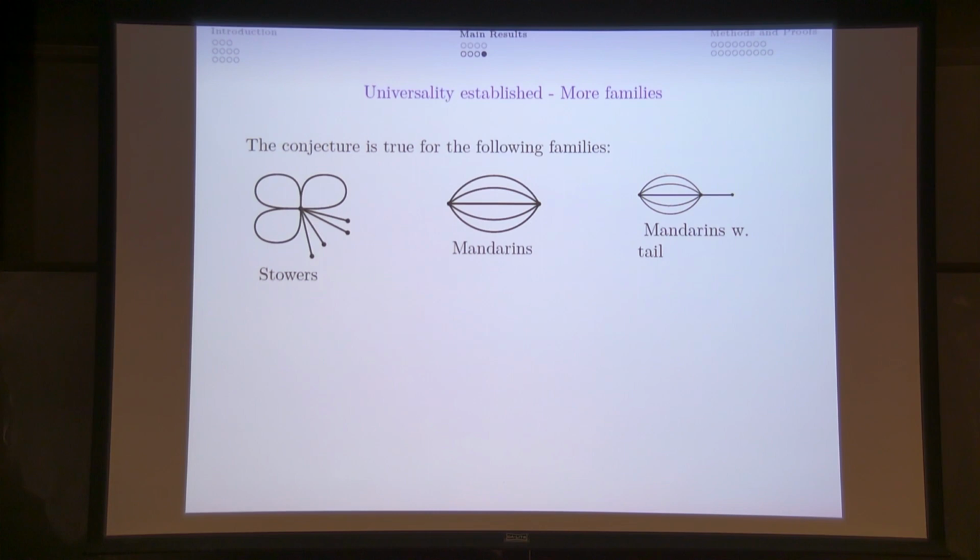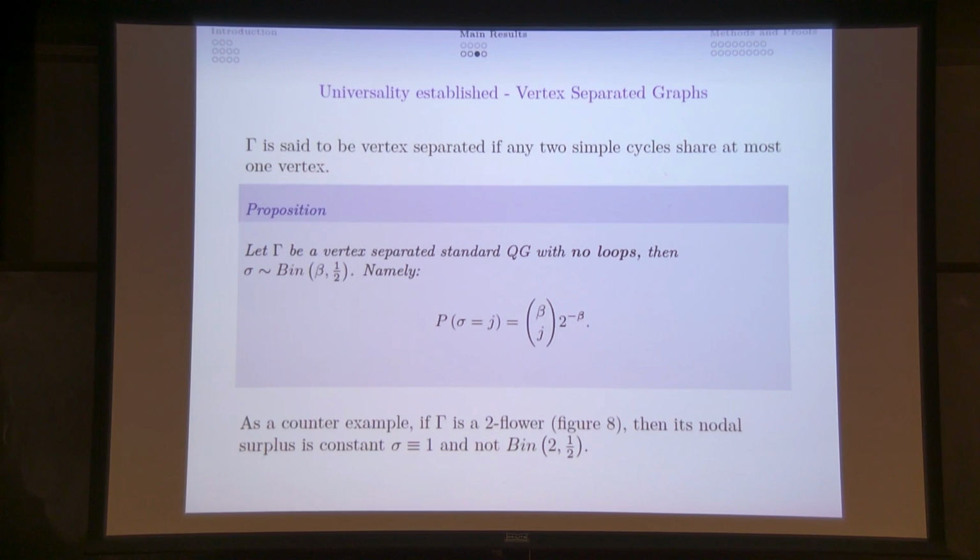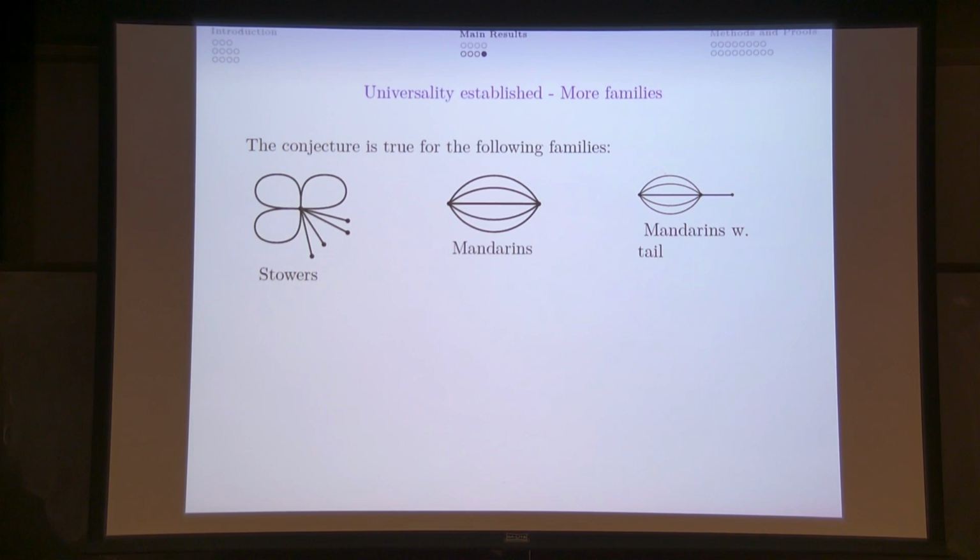No. I said that if you have vertex separated with no loops, you have binomial distribution. Here you don't have binomial distribution. You just have a limit of Gaussian distribution. So what happens here actually is a binomial distribution plus a finite rank perturbation. And we can show that when you normalize it and take the limit to infinity, the finite rank doesn't do anything and you get the universal behavior. Thank you for the question.